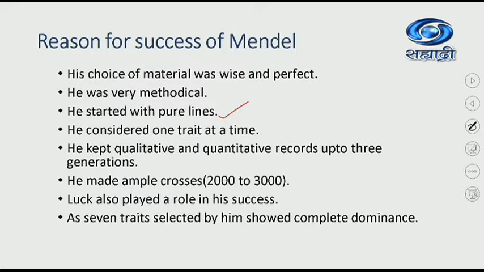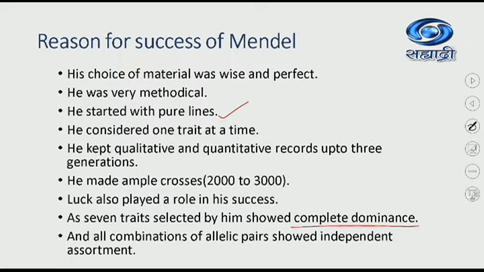All the 7 traits selected by him showed complete dominance. They followed the law of dominance, that the character which expressed itself in the first generation was dominant, and the other which was suppressed was recessive, and the recessive was able to express in the F2 generation. So whatever traits he selected, all the 7 traits showed complete dominance. So he was successful. And all combinations of allelic pairs showed independent assortment. And just now I told you, linked genes are not showing independent assortment, isn't it? They are continuing to stay together. They don't follow the third law. But when Mendel studied his allelic pairs, they were showing independent assortment.